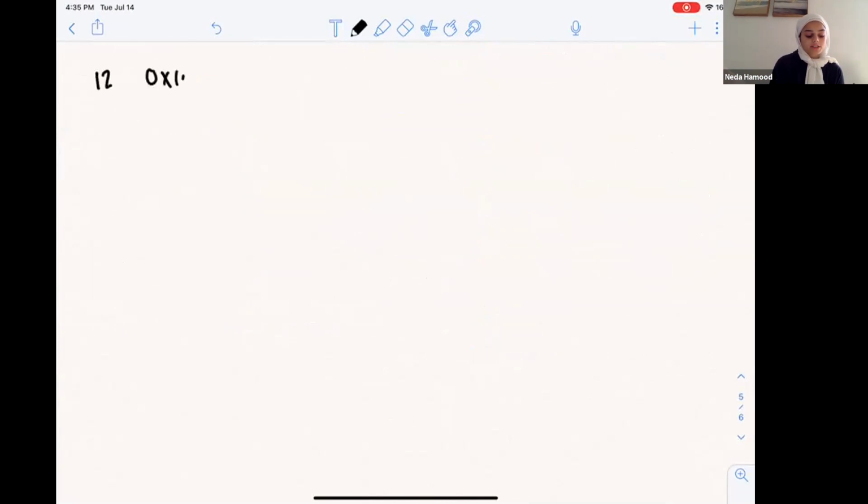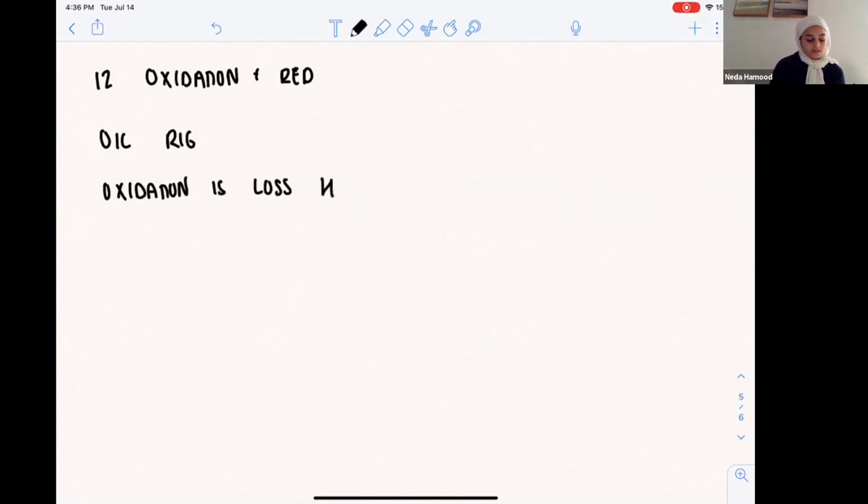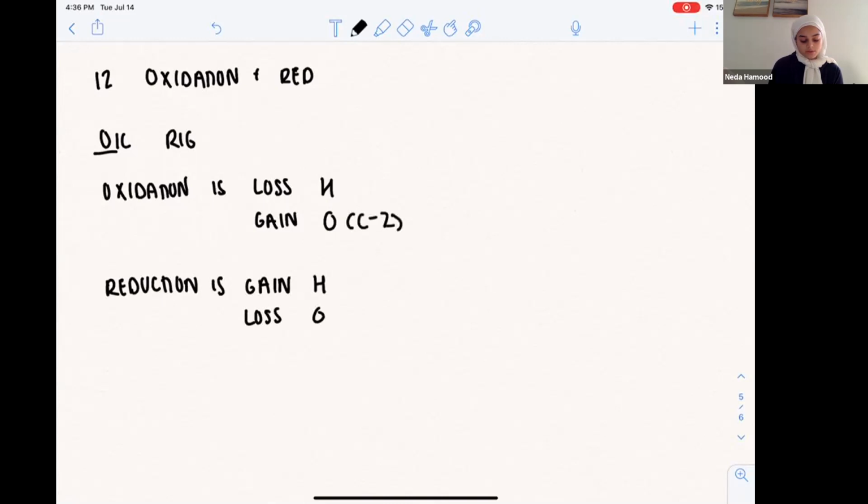Okay, so now chapter 12, we have oxidation and reduction. So we have oxidation, just like our basic OIL RIG. Oxidation is loss of hydrogens and then gain of oxygens, obviously, because you have oxidation. And then you have reduction, which is gain of hydrogens and also loss of oxygens, and this is kind of just like C to Z bonds in general. And this is like carbon to H bonds, not just hydrogen.